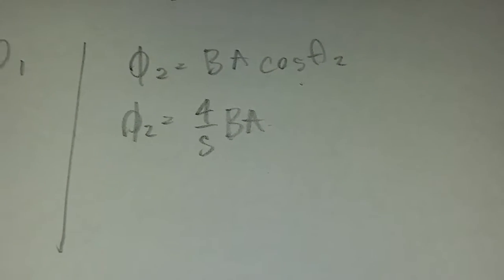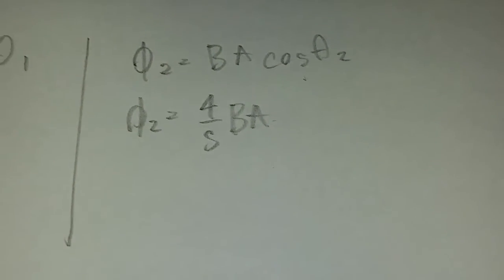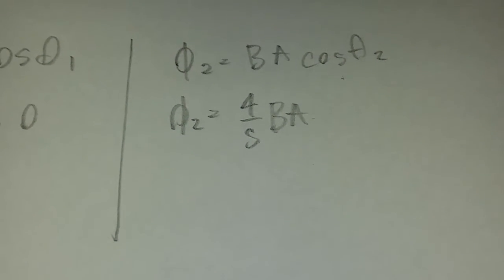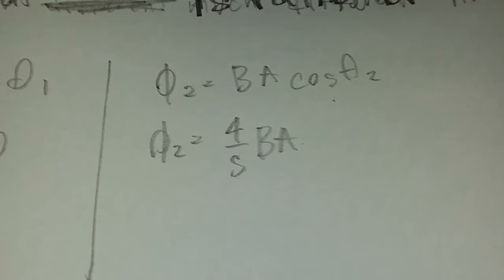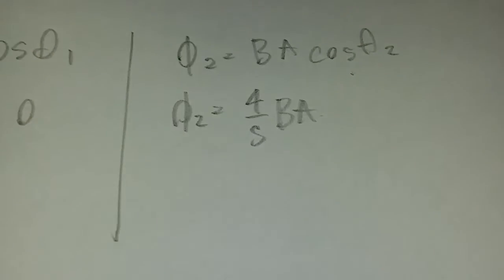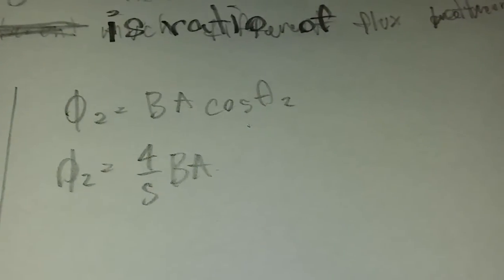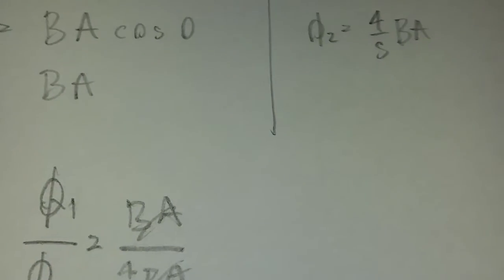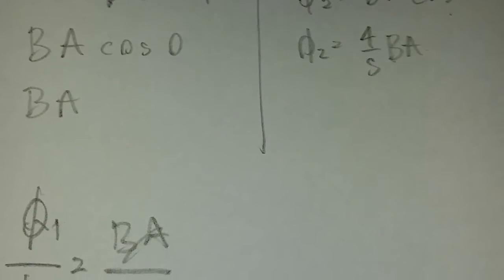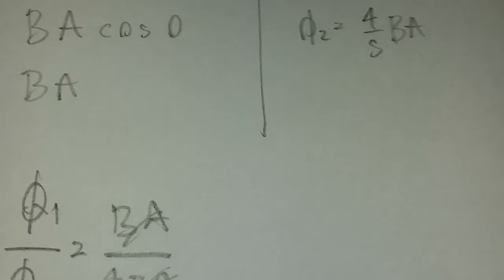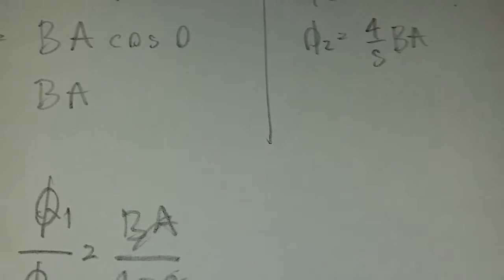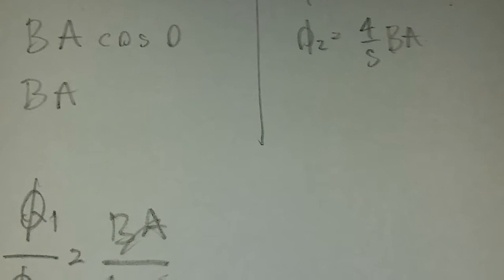Cos 37 is 4 over 5. So flux 2 equals 4/5 BA. So the ratio between 1 and 2, we get flux 1 over flux 2 equals BA over 4 over 5 BA. So we get that flux 1 over flux 2 is 5 over 4.